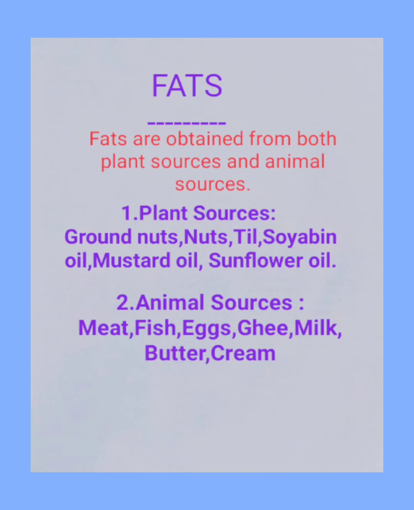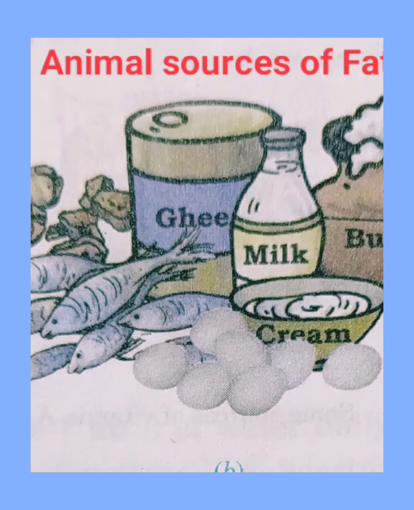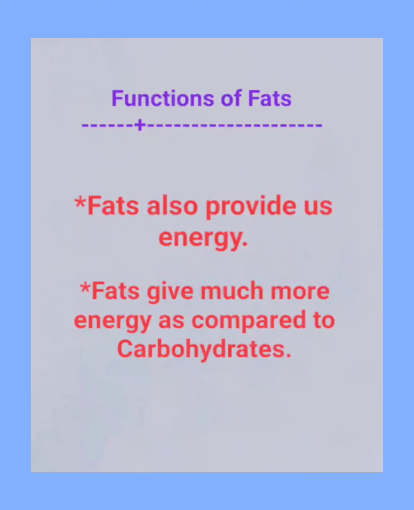Look at the pictures of some plant sources of fats. Sunflower oil, mustard oil, coconut oil, soybean oil, til, nuts, and groundnut are the plant sources of fats. Look at the pictures of animal sources of fats. Meat, fish, eggs, butter, cream, milk, and ghee are the animal sources of fats.